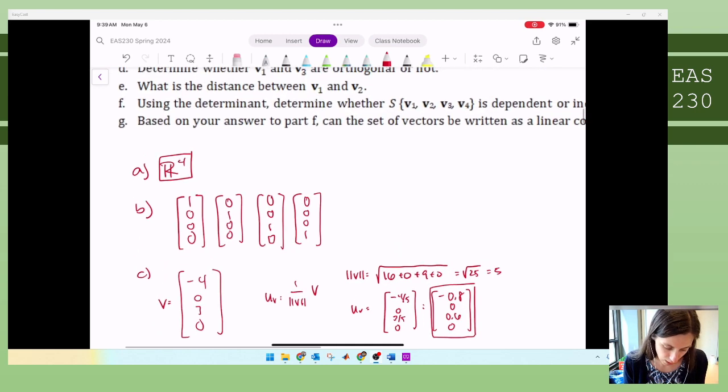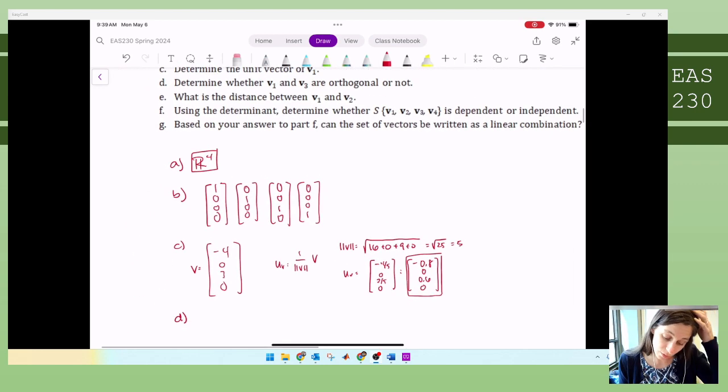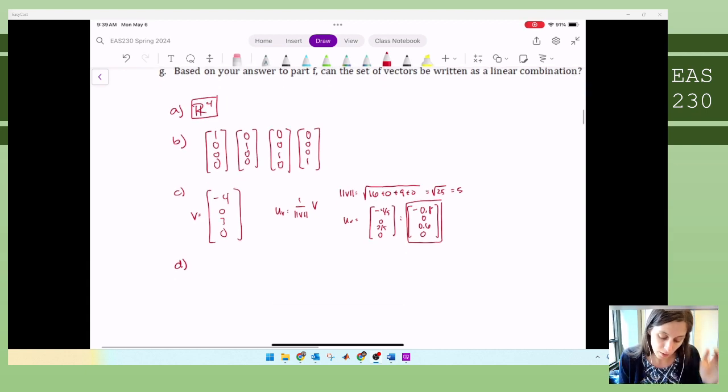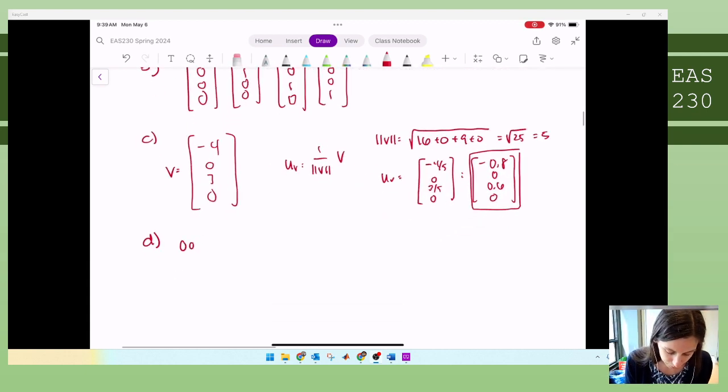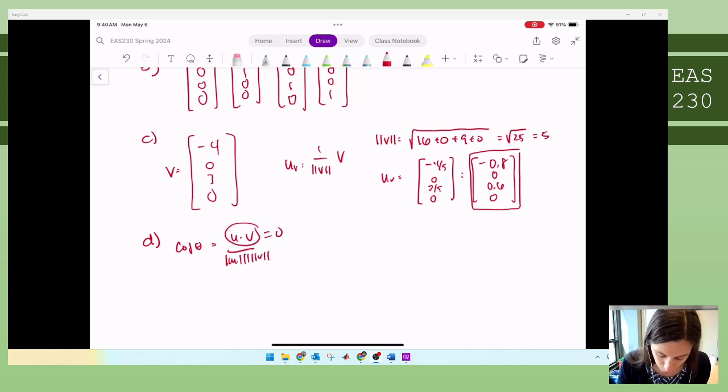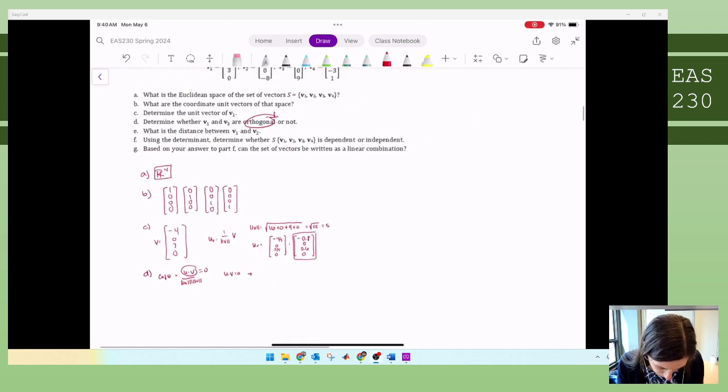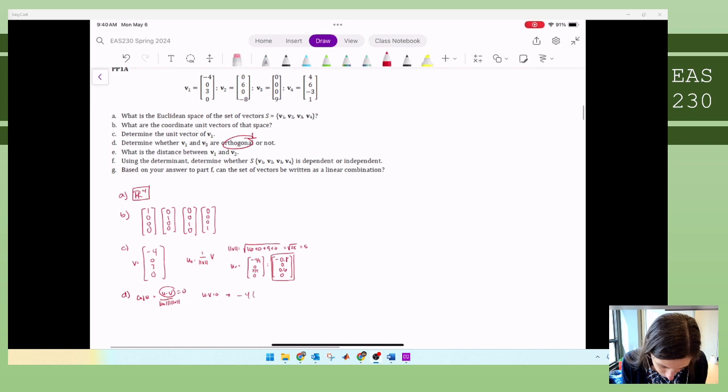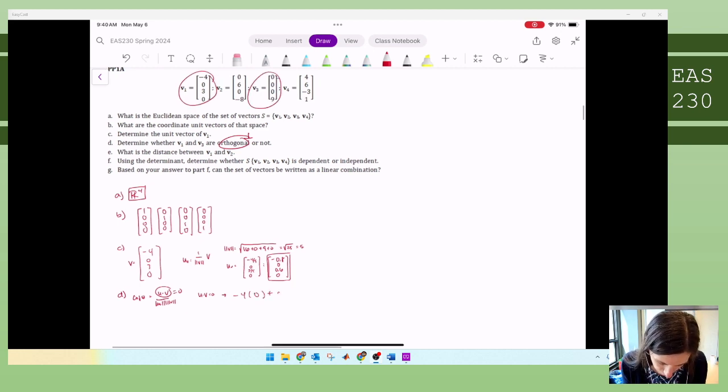D. Determine whether V1 and V3 are orthogonal or not. Orthogonal means they're perpendicular. If we think about the equation for the angle, cosine of theta equals u dot v over the norm of u times the norm of v. If they're orthogonal, that means this is 0, so u dot v should equal 0. So if I take the elements of u, multiply them by the elements of v, and add them all together, I have negative 4 times, V1 and V3, so this one and this one. Negative 4 times 0 plus 0 times 0 plus 3 times 0 plus 0 times 9. That equals 0. Therefore, they are orthogonal.